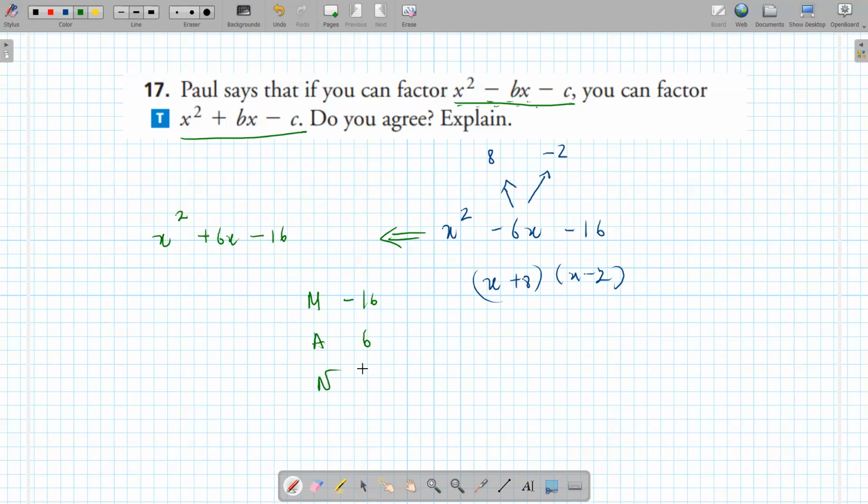8 and negative 2. So can you factor this? What's the answer to this question? Is it a yes or a no? Yes, it's a yes. So yeah, we agree because it works, right? You can give them a few examples if you would like.